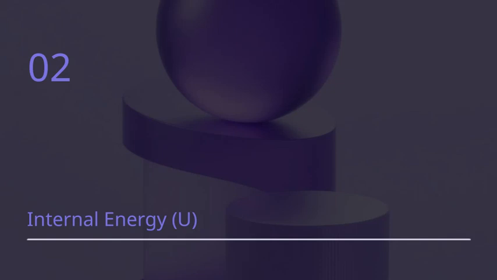Let's talk about internal energy. Denoted as U, internal energy is essentially the total energy contained within a system. It includes all the microscopic forms of energy, such as the kinetic energy of molecules moving around and the potential energy from molecular interactions. This concept is fundamental because it helps us understand how energy is stored and transferred within a system. When we analyze processes like heating, cooling, or work done by the system, changes in internal energy are often at the core of our calculations.